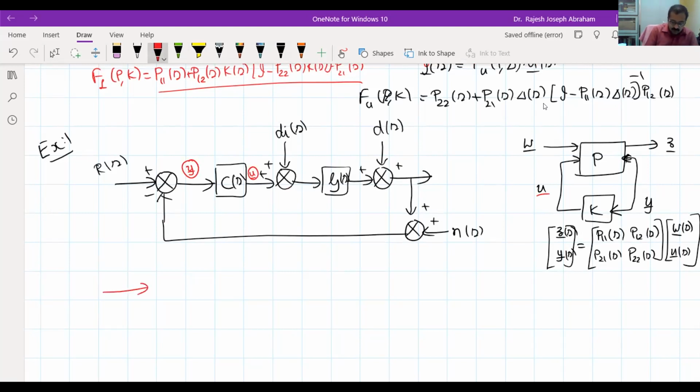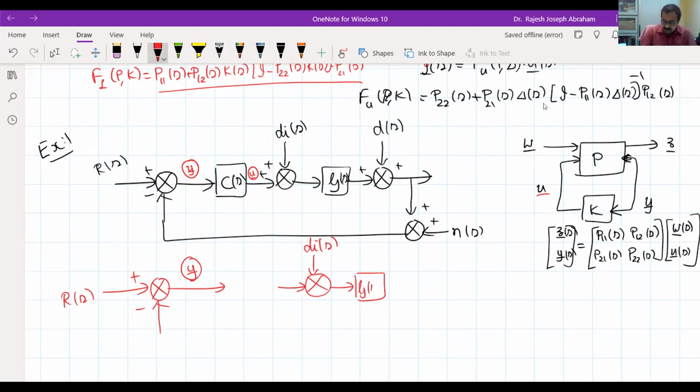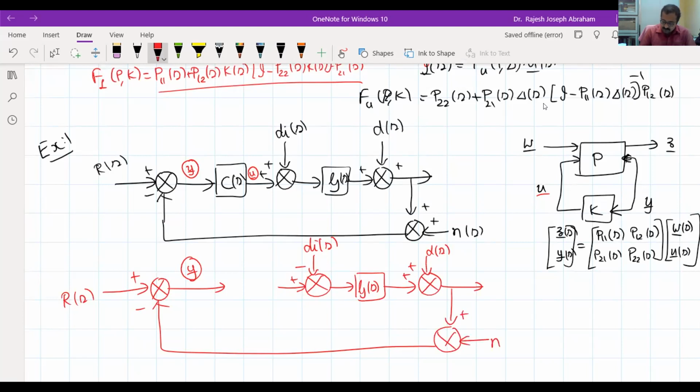So this is R(s). Here is the Y, plus minus. Other things will remain the same. We are just cutting the controller, removing it out. This is the Di(s). Here we have the nominal plant G(s). Fine. And here is the output disturbance D(s), plus plus. Here is the feedback. This is the noise N, plus plus. Fine. So this signal is U bar.